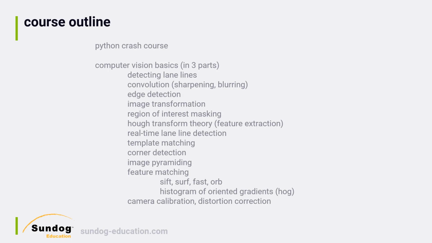He'll cover template matching, which is another way of recognizing objects in images, how corner detection works, image pyramiding, and several feature matching algorithms for actually identifying the stuff in your images like street signs, including SIFT, SURF, FAST, and ORB, and also a histogram of oriented gradients, which is called HOG for short. He'll also cover camera calibration and distortion correction, and again, there'll be a lot of hands-on examples so you can see this stuff in action and play around with it yourself.